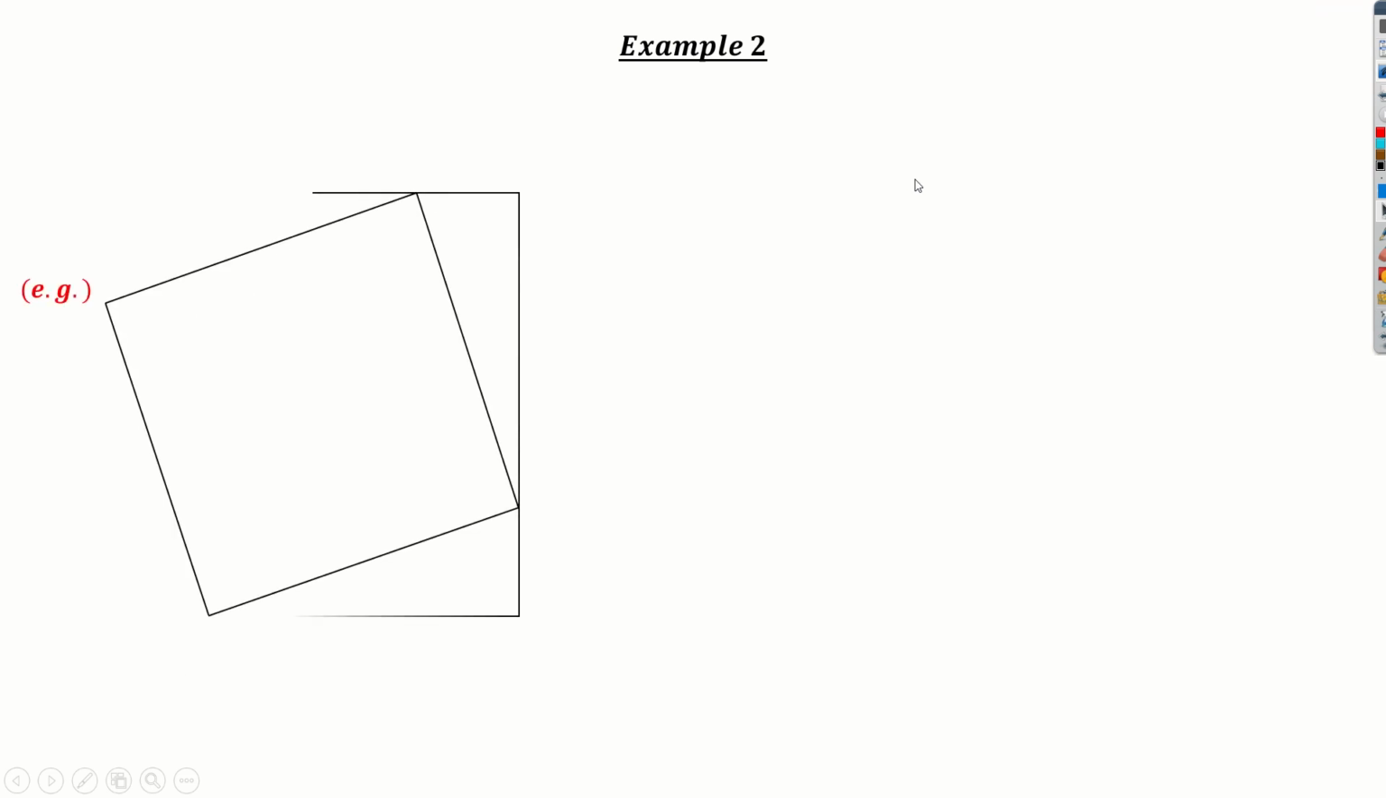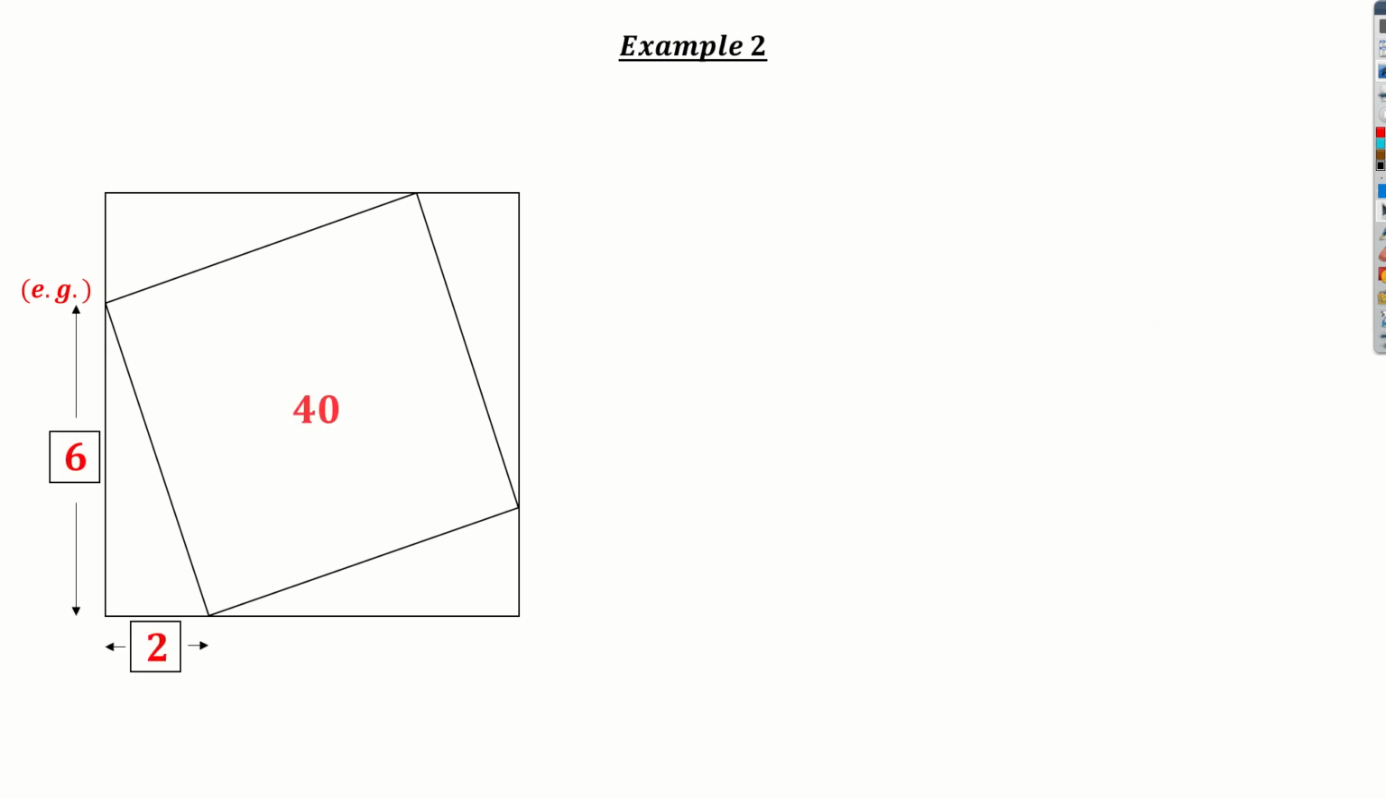Here's my second tilted square. This time I'm putting a tilt on of 2 by 6, and when you work that out, you get an area of 40. Maybe that's one that you've done before. Right, so now how big's the big square this time? Well, it's 6 and 2 extra up the side there, so it's going to be 8, and if I go along there, that's going to be 6 and 2, so 8 as well. So there's the big square.